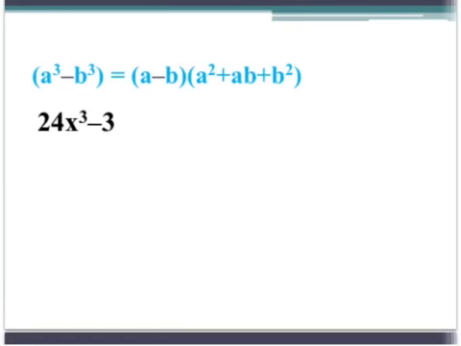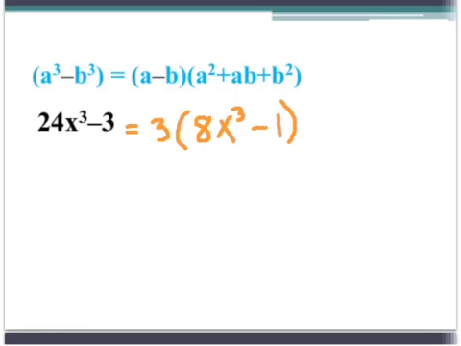Alrighty, one more example. So 24, perfect cube? Something times itself 3 times gives me 24? Not quite. X cubed is a perfect cube. 3 is not a perfect cube. So maybe I should look for a GCF. Wow, who would have ever thought that? So factoring out a 3, I'm left with 8x cubed minus 1. Wow, so 8, is 8 a perfect cube? Sure is. Is 1 a perfect cube? Sure is. 1 times 1 times 1.